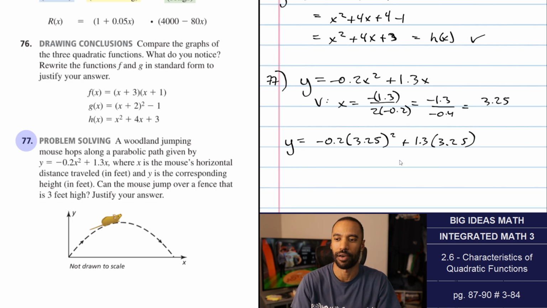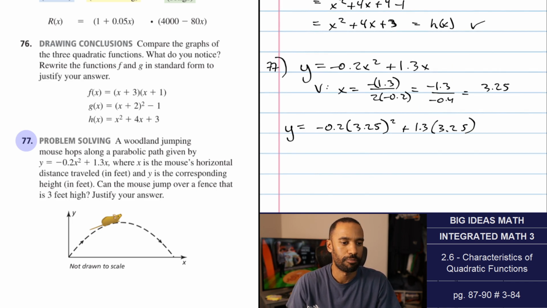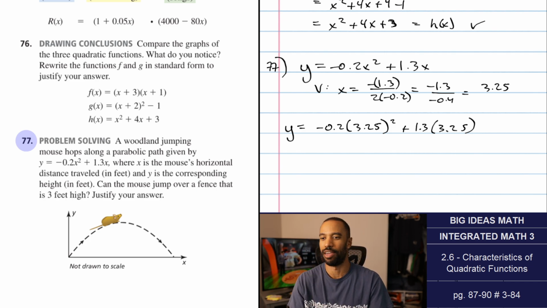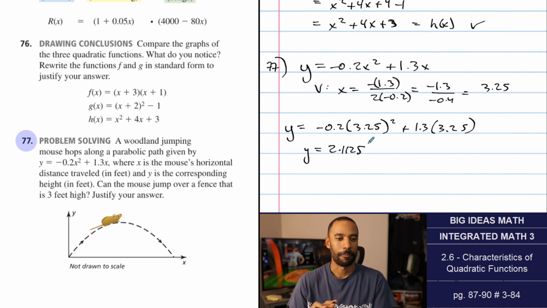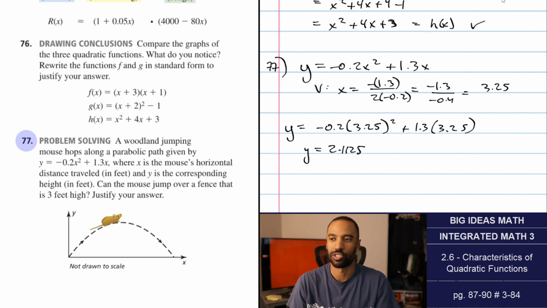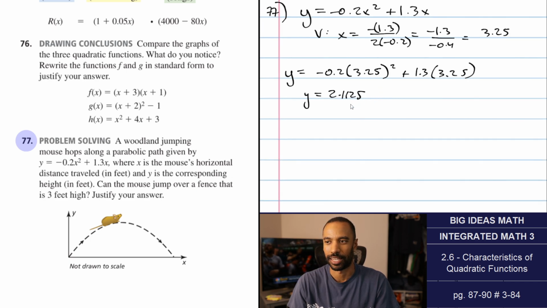All right, let's figure out how this one goes. So negative 0.2 times that squared plus 1.3 times that. So we're getting 2.1125. So that's the maximum height. So can the mouse jump over a fence that's 3 feet high? Nope. The cat's going to get him.